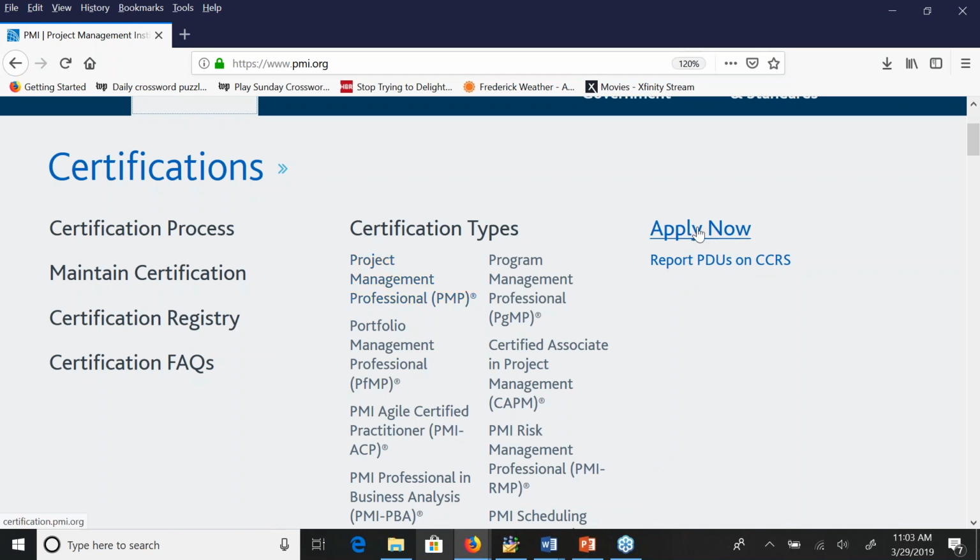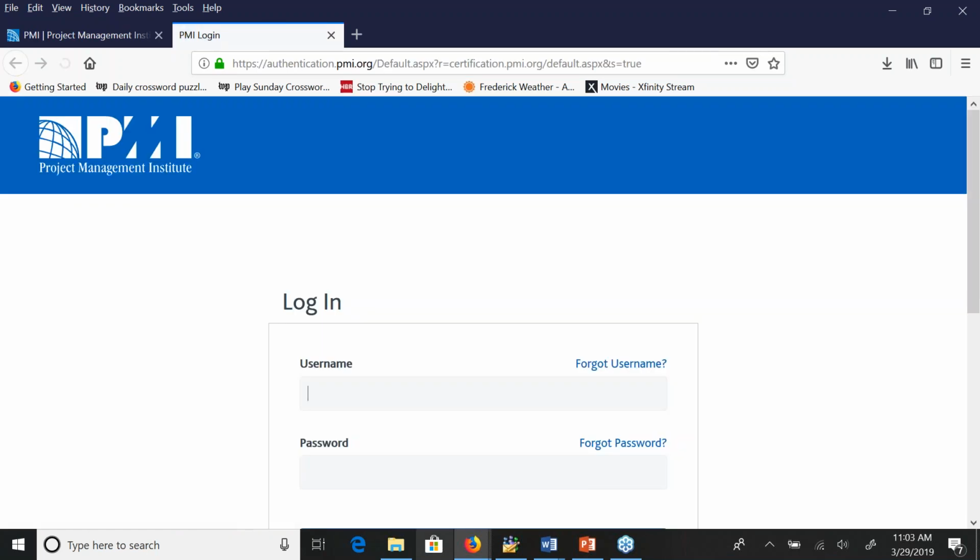The first place you want to go is right here where it says apply now. So we're going to click on that. We go to apply now. Now here's where it's going to ask for your PMI username, and if you have not yet set one up, you will need to set up a login.